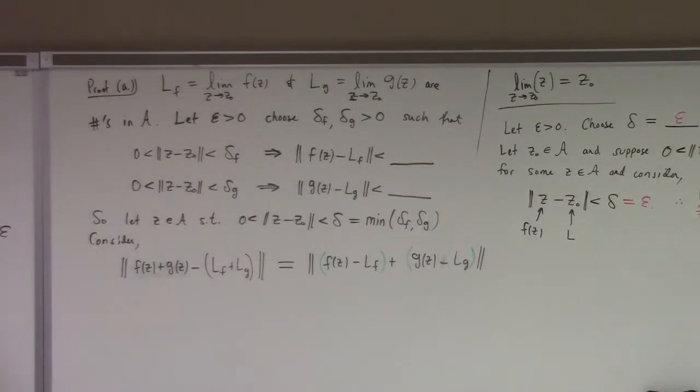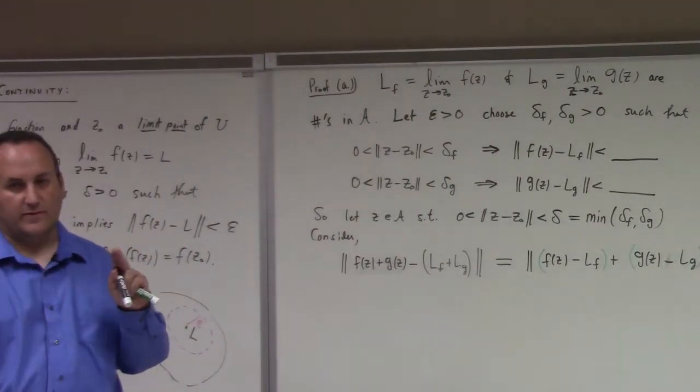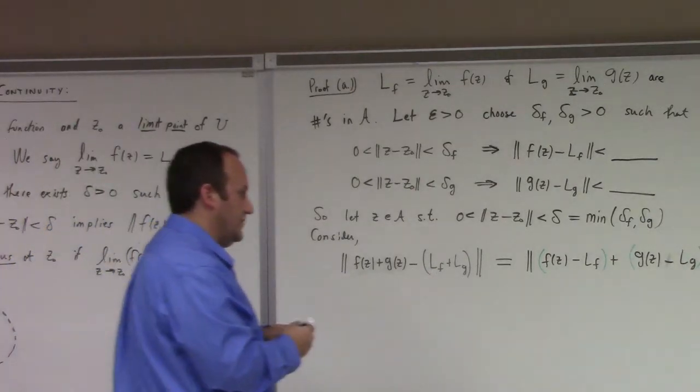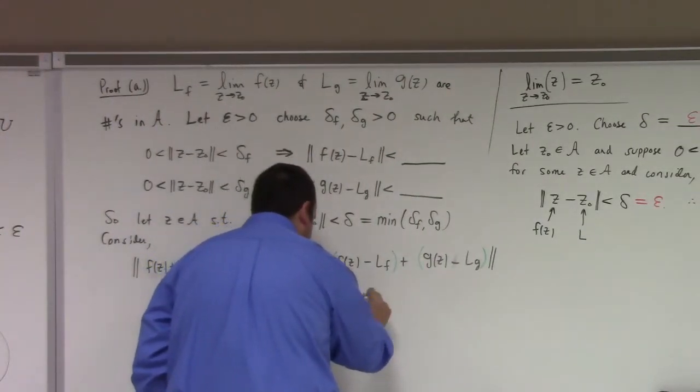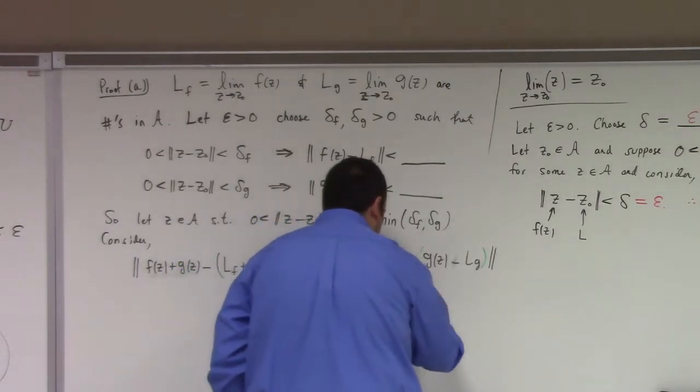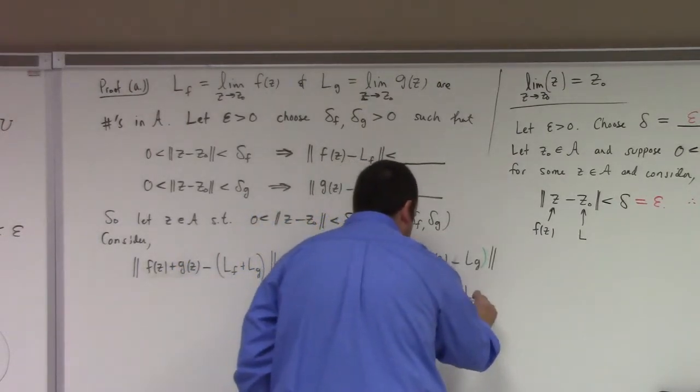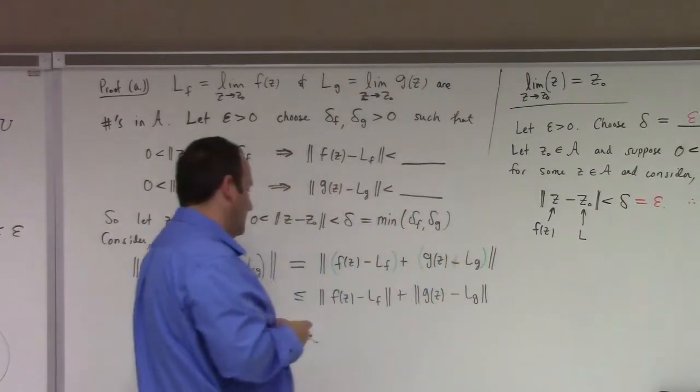So one of the properties of norms that I said in like a 3-second period last time, I'm almost like blah, blah, blah, about norms, and then we went on. But one of the things I said was that norms satisfy the triangle inequality. So the norm of a sum is less than or equal to the sum of the norms. In particular, here, this is less than or equal to the norm of f of z minus L sub f plus the norm of g of z minus L sub g. Right?